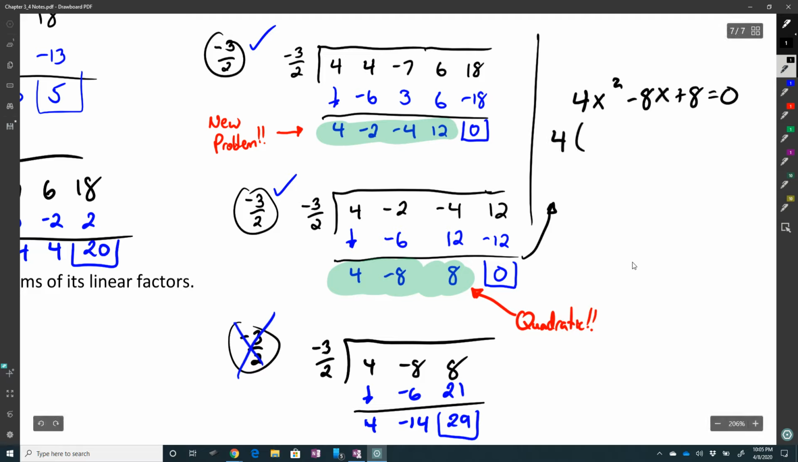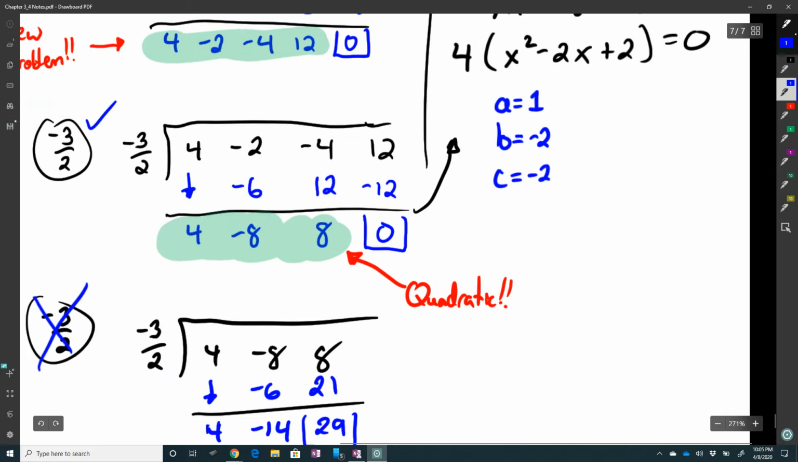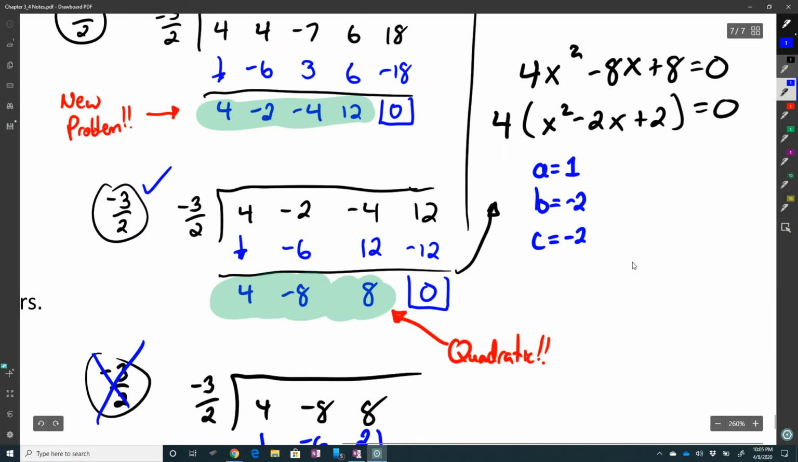So I factor the 4 out. And then if I'm doing the quadratic formula, the numbers are relatively small, so hopefully that's not too bad. We get x is equal to negative b. Let me do a different color. So x is equal to negative b, 2, plus or minus.